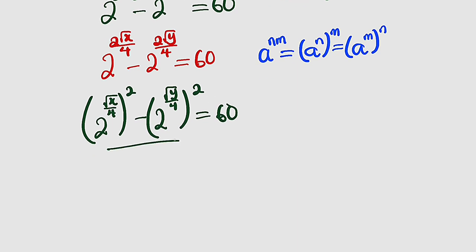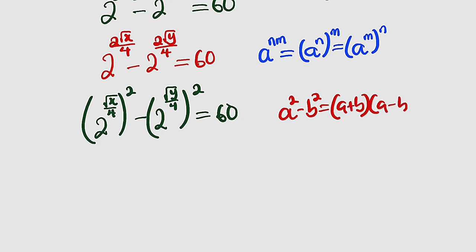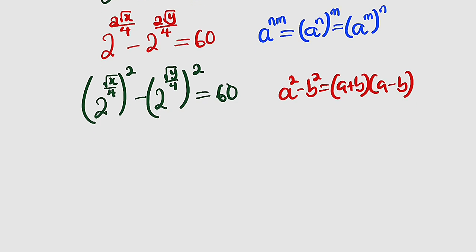All right, this is nothing but difference of two squares. What can you remember? If you have a squared minus b squared, this is the same thing as a plus b multiplied by a minus b, for which this is a, this is b. So let's apply the same principle here.